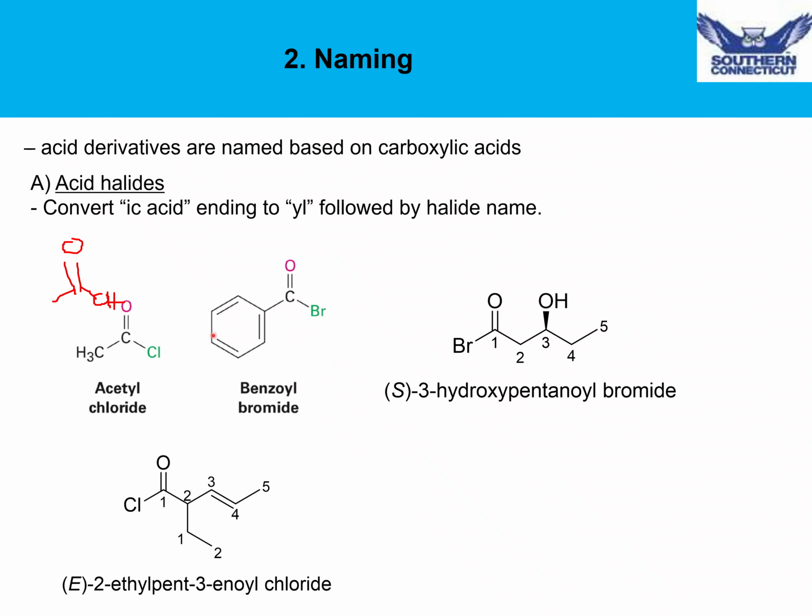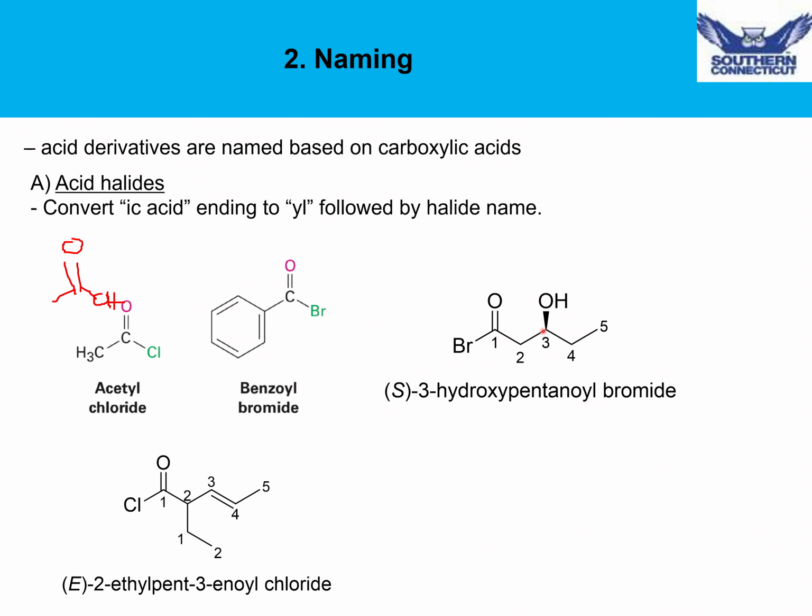The next acid derivative here is benzoyl bromide. So we have changed benzoic acid into benzoyl bromide. This next example has 1, 2, 3, 4, and 5 carbons. It is an acid bromide, so this is named as pentanoyl bromide. If we had an OH here instead, it would be named as pentanoic acid. So we drop the -ic acid ending and replace it with -yl bromide.